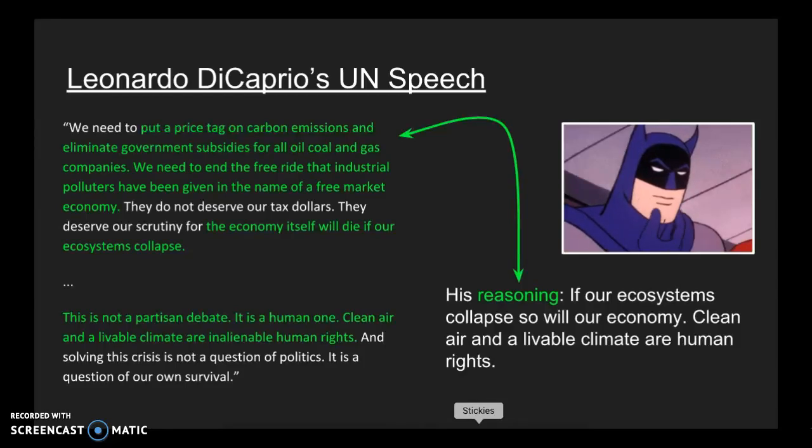In addition to that, he is also emphasizing that this debate on climate change is not a partisan one. It is a human debate, right? Because we as humans deserve clean air and a livable climate so that we can live, so that we can survive. So here, Mr. DiCaprio has a walk-through of the CER method, right? He makes his claim, he gives his evidence, and then he gives us his reasons.